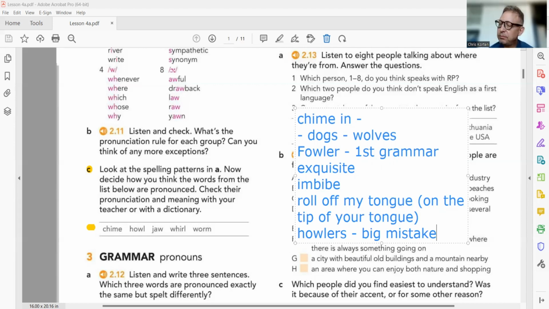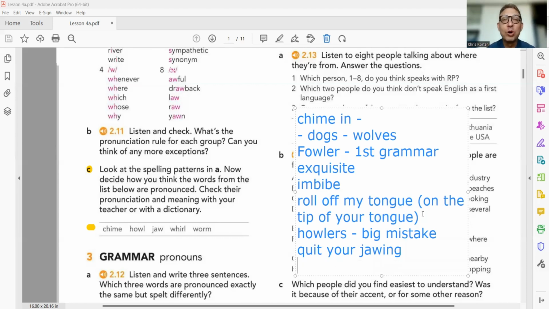Jaw. We have a slang expression, quit your jawing. Now, this is a jaw, and when you talk, your jaw moves. So if someone says, quit your jawing, now they've converted a noun to a verb, it means stop talking, you're bothering me. Quit your jawing. Very funny. All right, next, whirl.